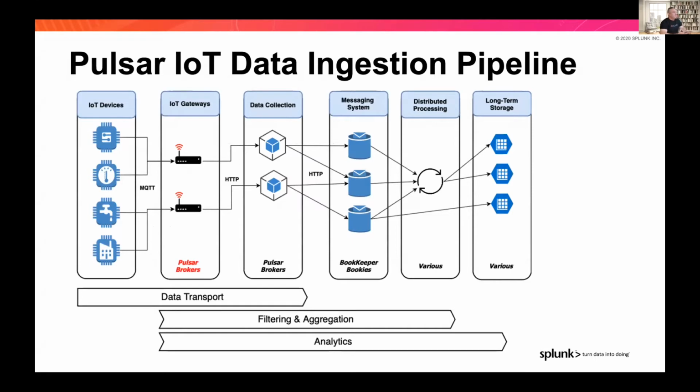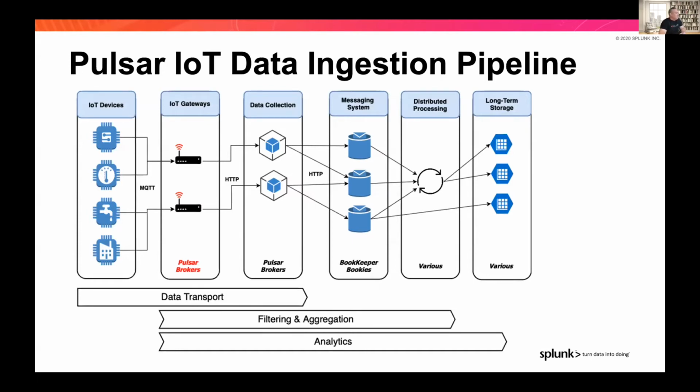And your Pulsar IoT data ingestion pipeline looks something like this, where you can see there's still a data transport layer involved, but the filtering and the aggregation can be done all the way up at the IoT gateway devices, right? If you can host Pulsar brokers with a small footprint of a few gigabytes of memory, even a gigabyte of memory, you can do a lot of processing there and perform the analytics much sooner and react to it much quicker in real time.